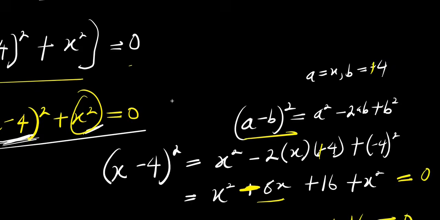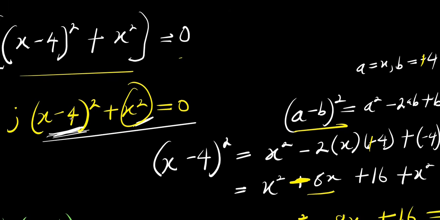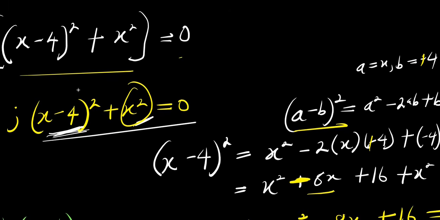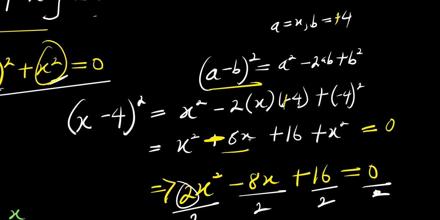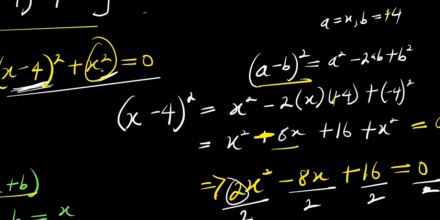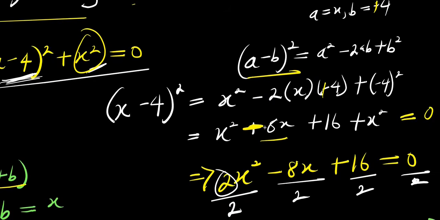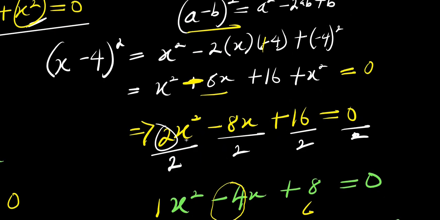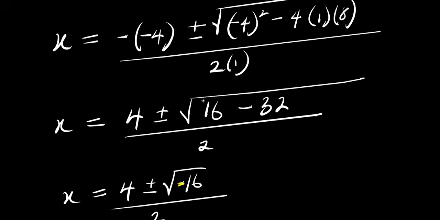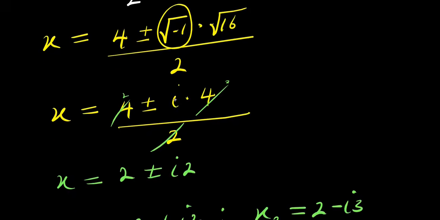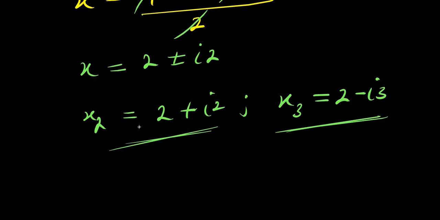For this other part of the equation, you need to expand this, x minus 4 power 2. After expanding, we had x squared minus 8x plus 16. Then there is plus x squared equals 0. So we added x squared to x squared, we have 2x squared. Then we divided by the common coefficient, which is 2. We reduce the equation to this. Then we applied the formula method of solving quadratic equation. And that gave us 2 complex values.